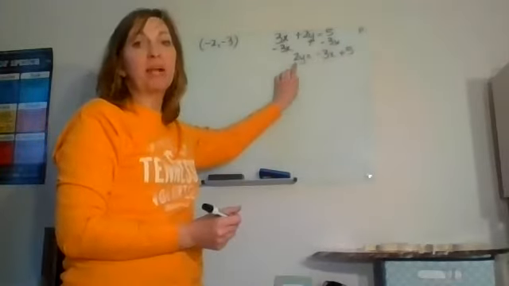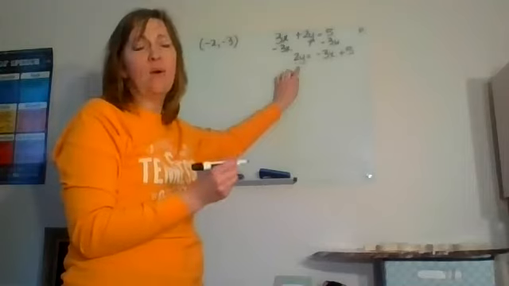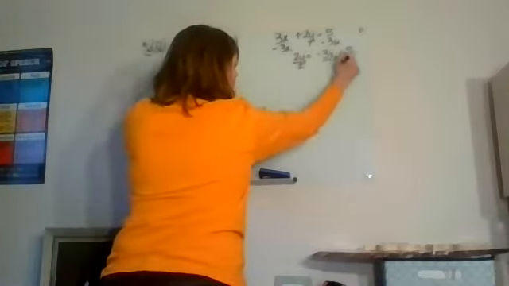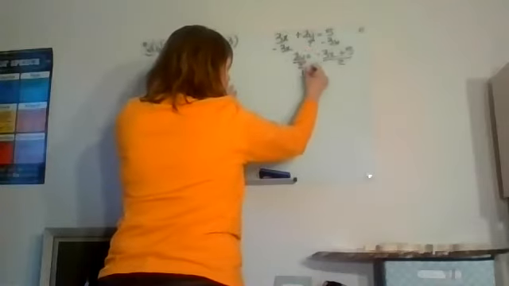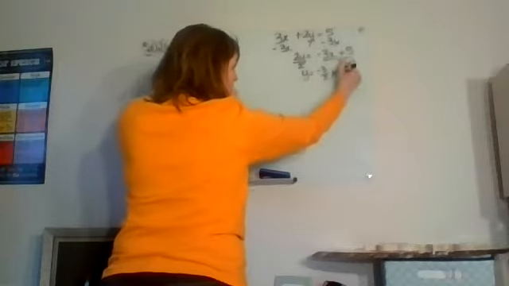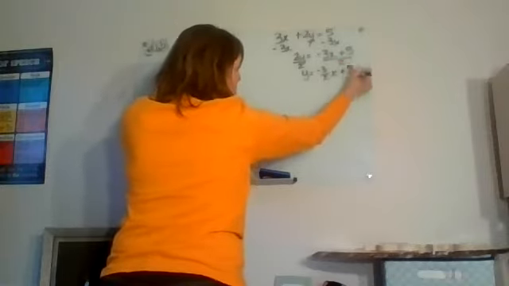I'm still not done because I've got to isolate y. He has a coefficient with him, so I've got to get that variable by itself. So I divide everything by 2. Y equals negative 3/2 x. Don't forget the 2 gets to go to both, plus 5 over 2.